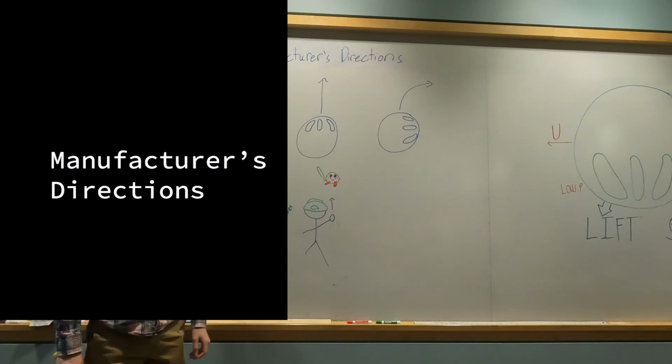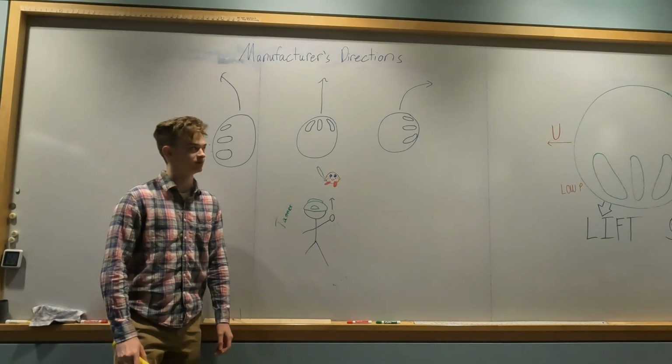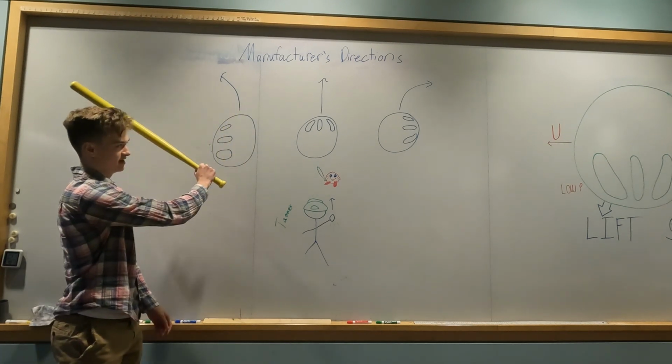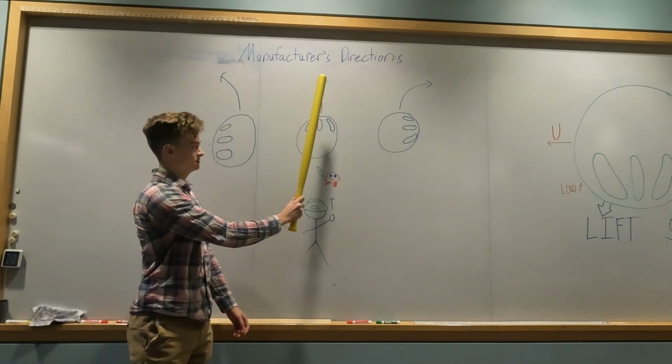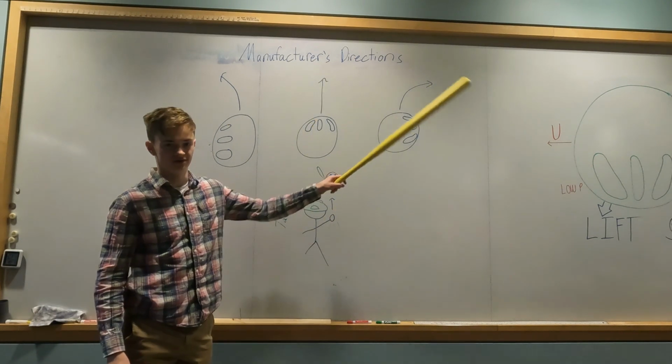According to the manufacturer of wiffle balls, they think that the ball will curve towards the wiffles. So if you throw the ball with the wiffles to the left, it will curve to the left. If you throw it straight, it'll go straight. If you throw it with the wiffles to the right, it'll curve to the right.